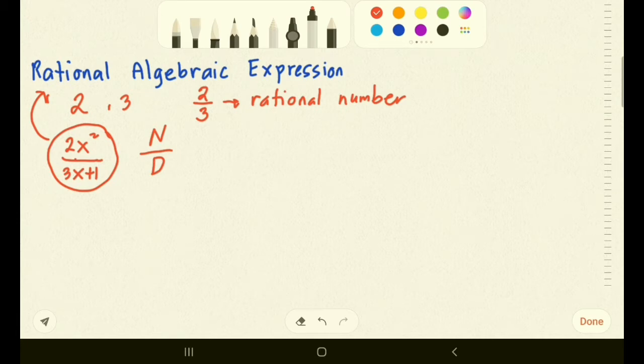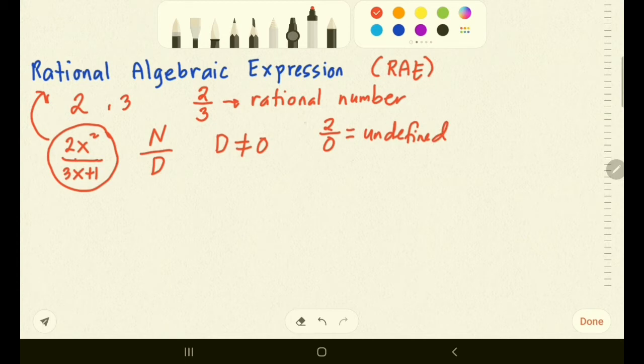Okay. So what are you going to remember when you talk about rational algebraic expression, which we're going to abbreviate as RAE. The D here, the denominator, must not equal 0. Why? Say for example, you have your 2 over 0. So 2 over 0 is actually undefined. So we cannot consider 2 over 0 a rational number, it's undefined. The same thing, if you have an algebraic expression that is over 0 or divided by 0, that is undefined. So that is not considered a rational algebraic expression.